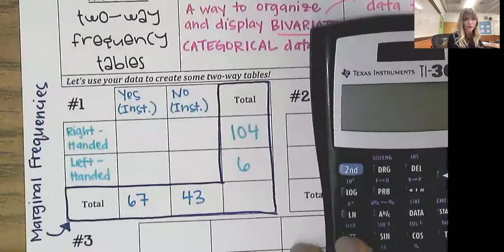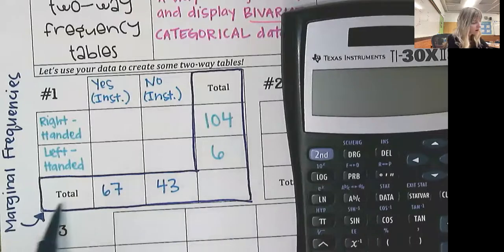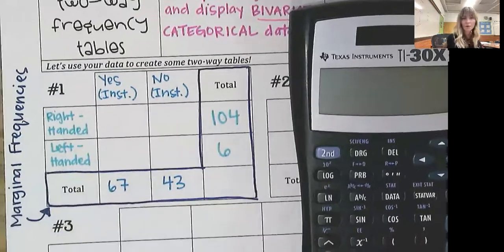Now, this last corner down here is part of the marginal. Why do you think they're called marginal frequencies? Well, have you ever adjusted the margins on a paper? Margins are the outside edge. That's where these are. They're in the margins. So they call them marginal frequencies.